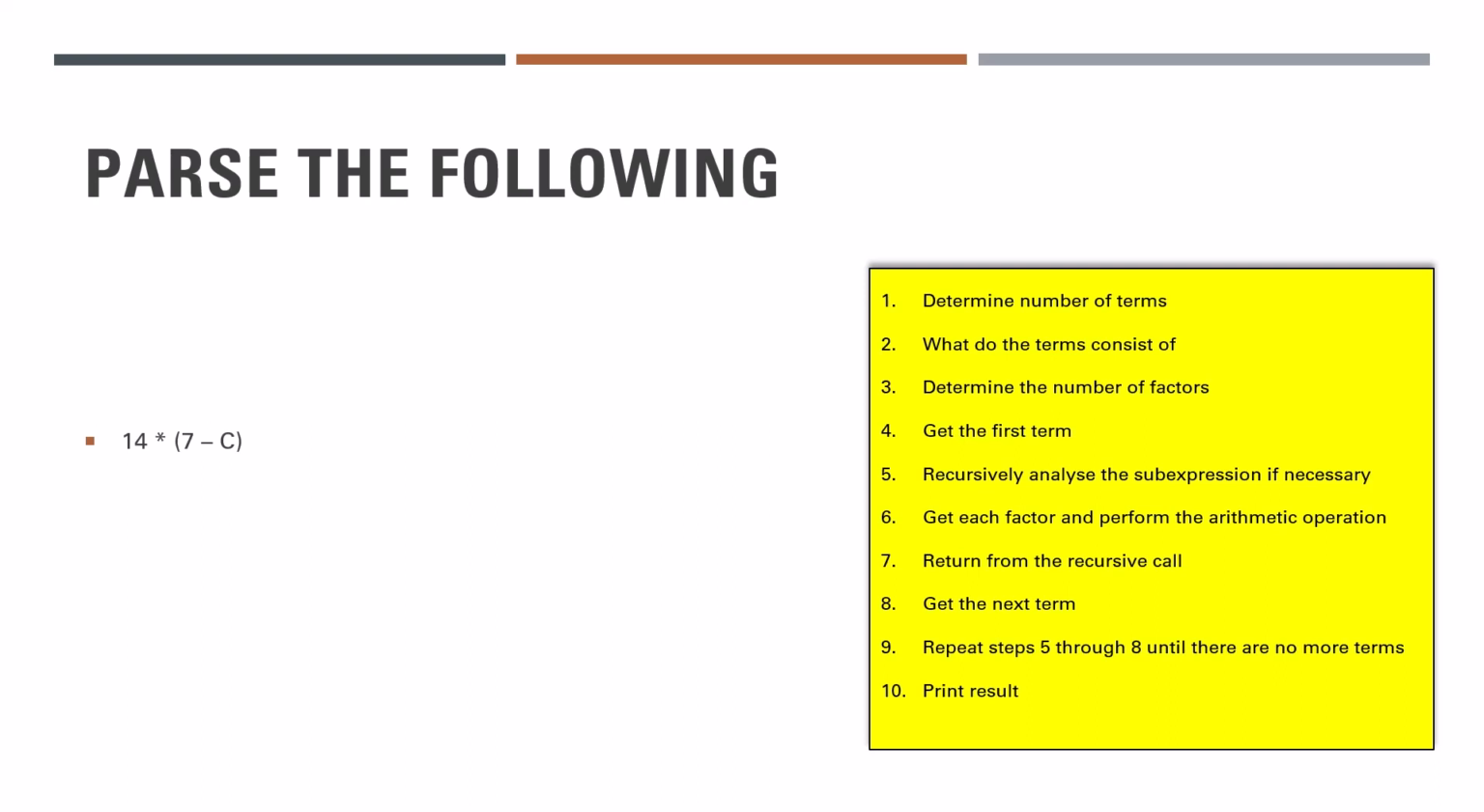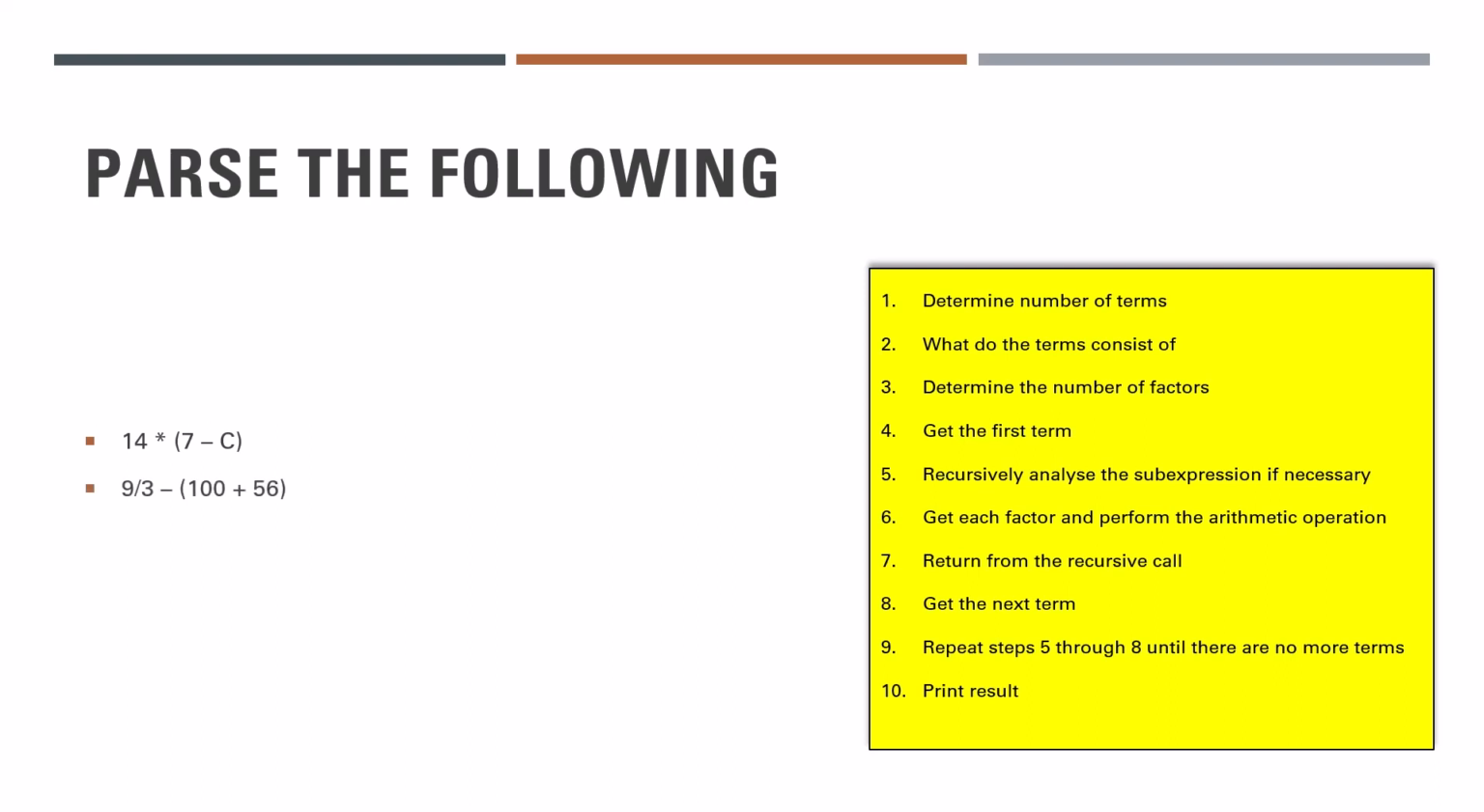Get the first term, that's 14, recursively analyze this sub-expression. Now this is not necessary because we do not really have an expression there, it's just a number. We get that factor. There's no arithmetic operation to perform, but we will store that multiplication sign in a variable, for example. We return and get the next term. This is a parenthesized expression, so we go back to step 5. Recursively analyzing that sub-expression, we get each factor and perform the arithmetic operation. We return, get the next term, there's nothing there, so we print the result.